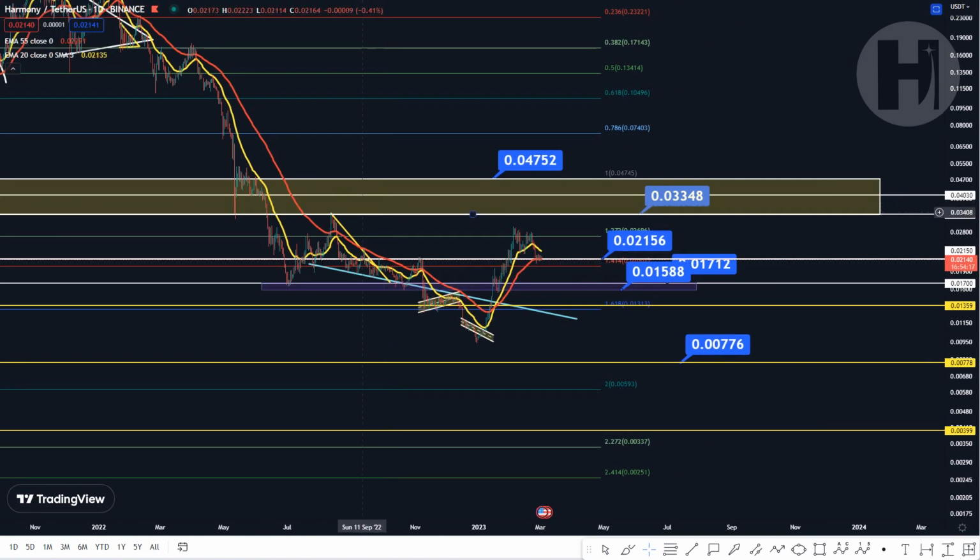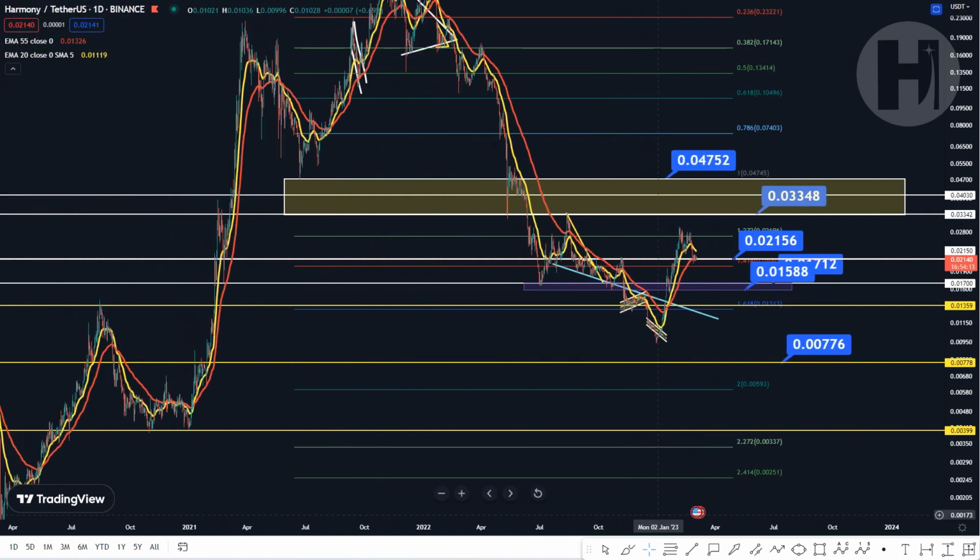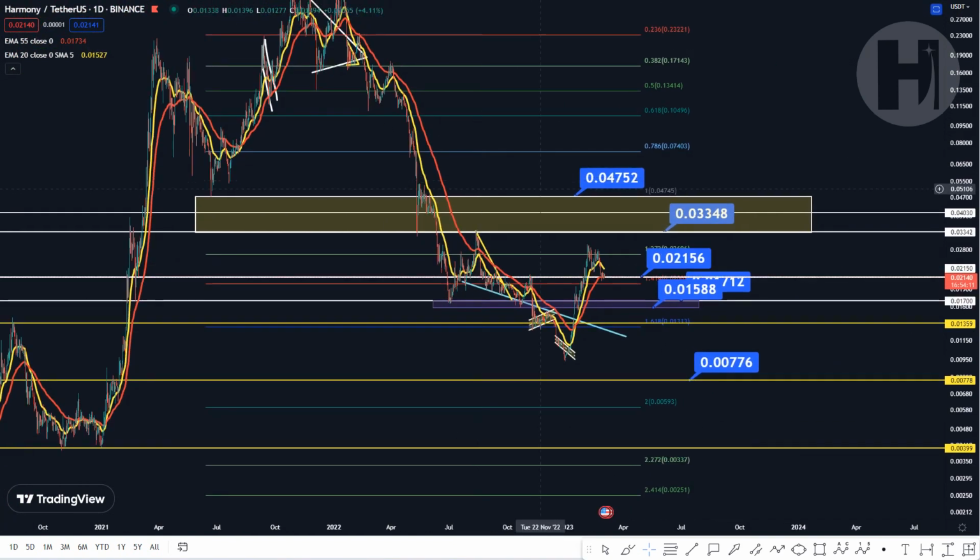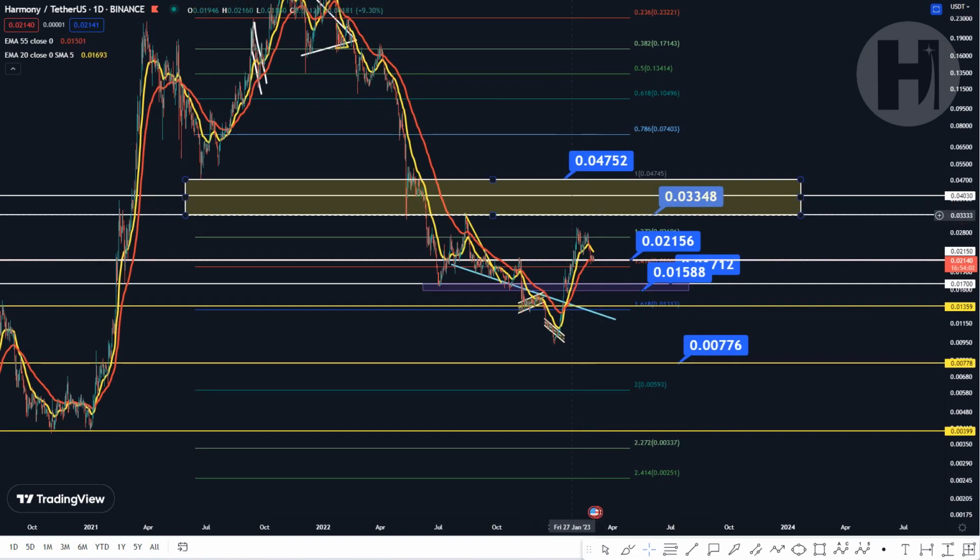Now, as you can see, this high in August is actually the lower level of this large resistance block that we have from 0.04752 cents down to 0.03348 cents. Now, this is a very strong resistance block that we have because this was a major support level beforehand.